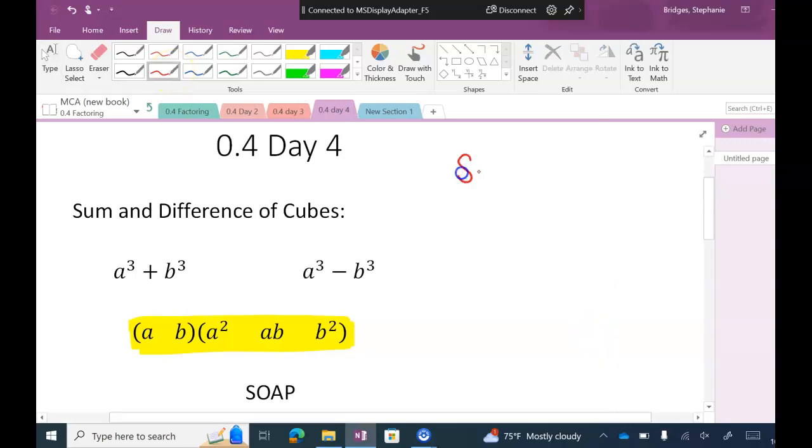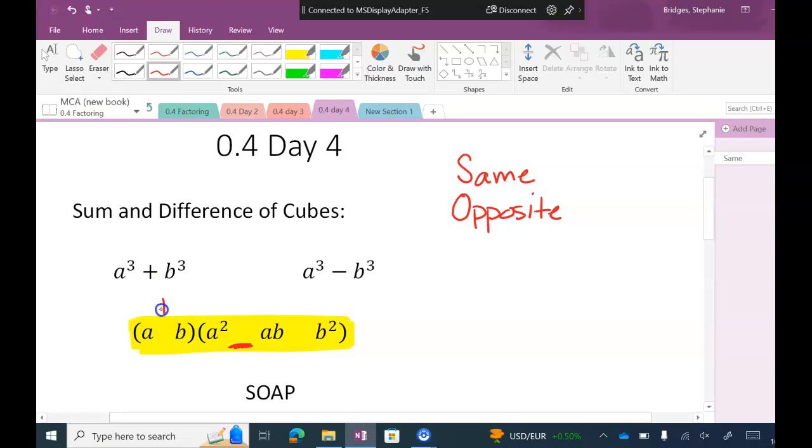The letter S means that the first sign in your first parenthesis is going to be the same as what's in the problem. So if it's a plus, the first sign will be a plus. If it's a minus, the first sign will be a minus. Then the O in SOAP stands for opposite. That means your second sign, the one that goes right in between the a squared and the a times b, is going to be the opposite of whatever the first sign is.